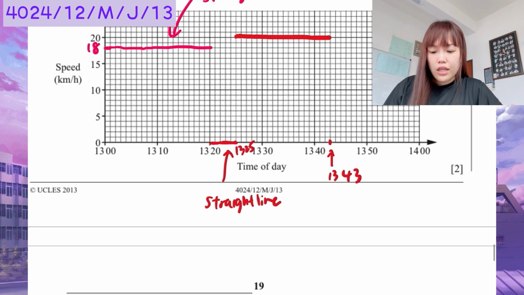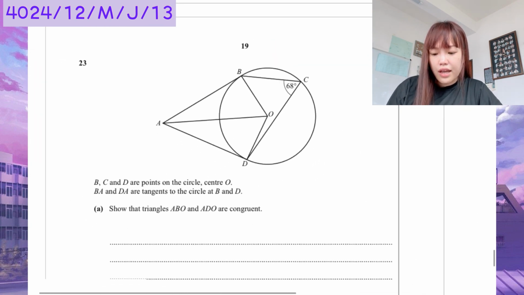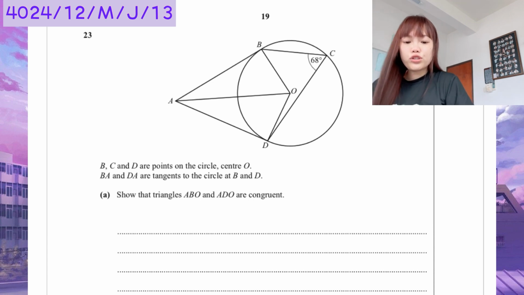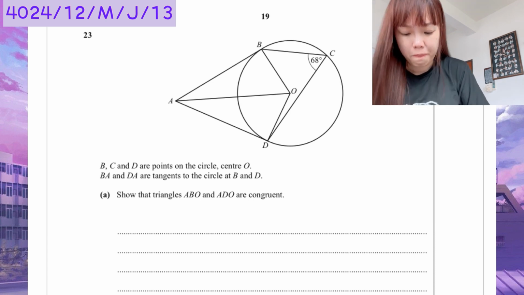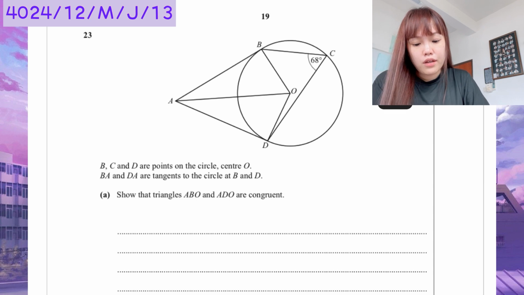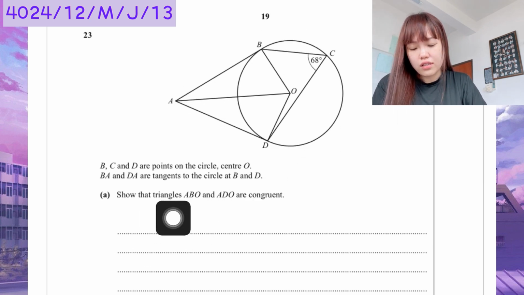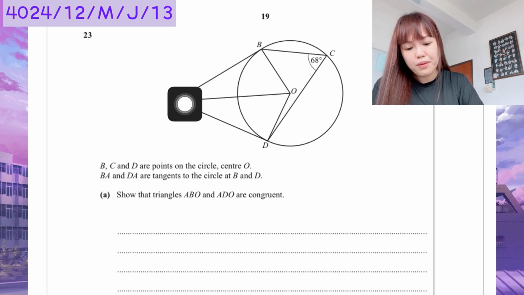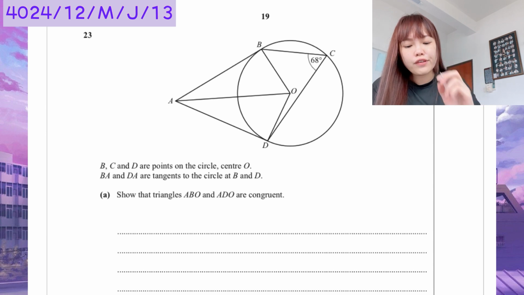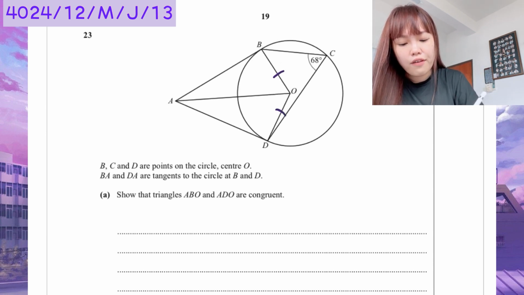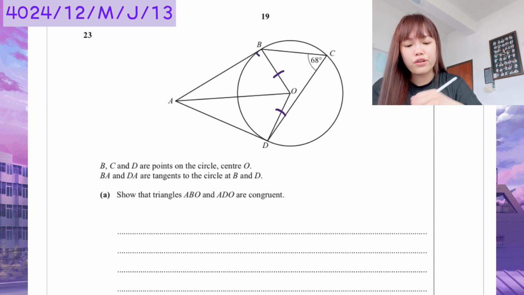Okay, and then let's look at question 23. Question 23 here, we have BA, BD tangents on the circle. Show that triangles ABO and ADO are congruent. We need to show that they are congruent. First thing we need to know is that these two triangles have the same radius. This is also one of your points of congruence.